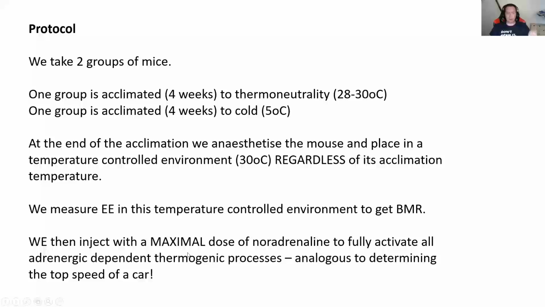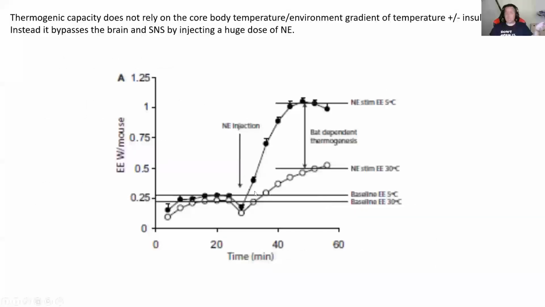Once we have the BMR, we're going to inject it with a maximal dose of noradrenaline, one that will fully activate all the adrenergic-dependent thermogenic processes in the mouse, and this is analogous to determining the top speed of the car. We are bypassing the accelerator and just pushing the engine as hard as it can go. And this is what the data looks like. We are not relying on the core body temperature environment gradient or insulation effects to regulate the energy expenditure. We're just bypassing it by injecting the neurotransmitter.